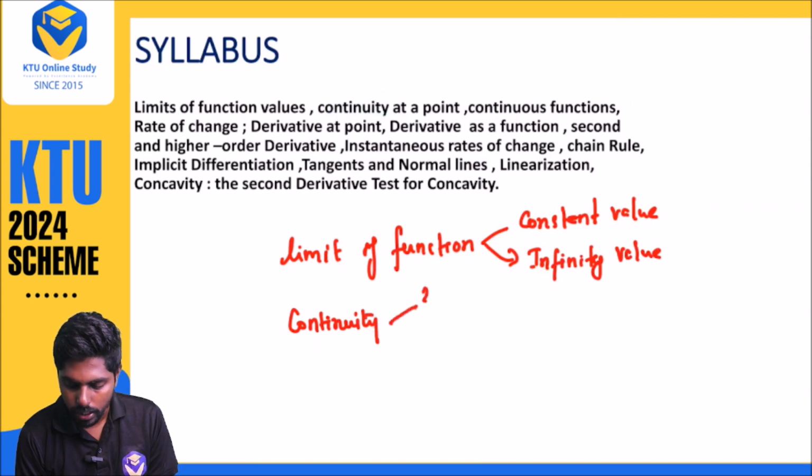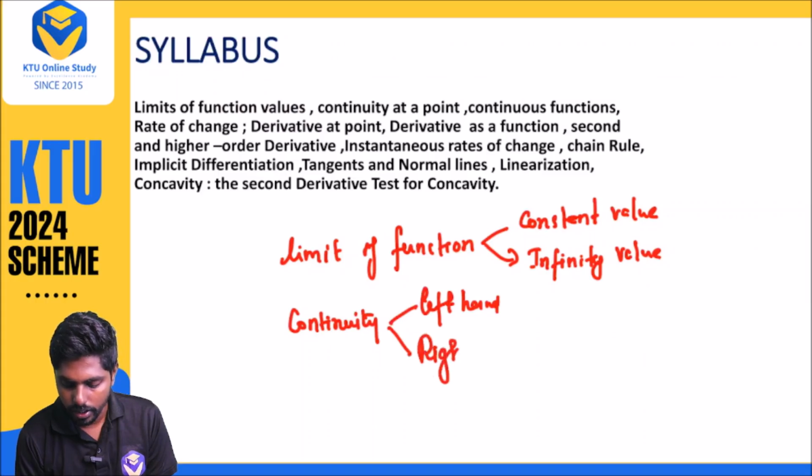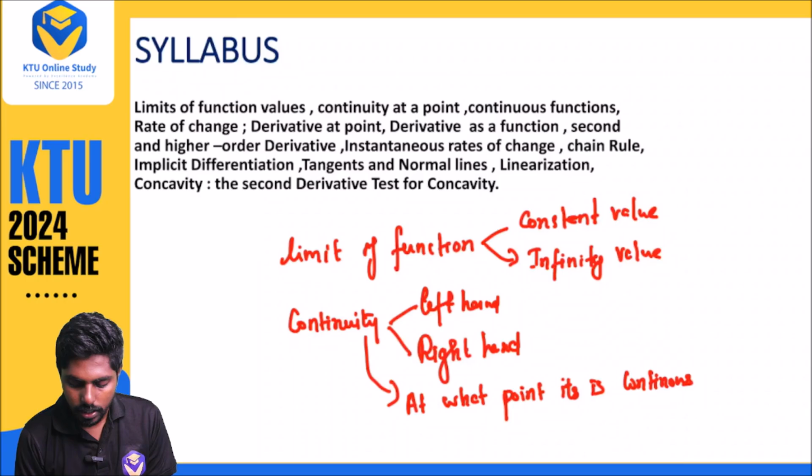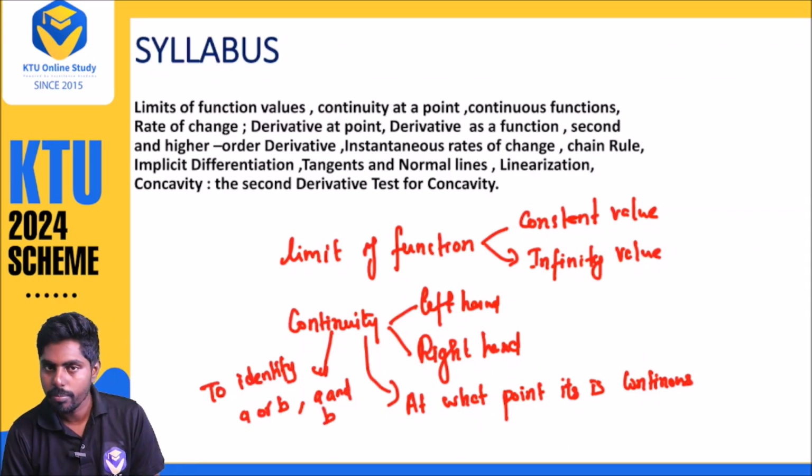In continuity, we have learned about left hand continuity, right hand continuity, and then at what point it is continuous. Based on that, another topic is to identify A and B. So these are the topics we have covered in our previous video.